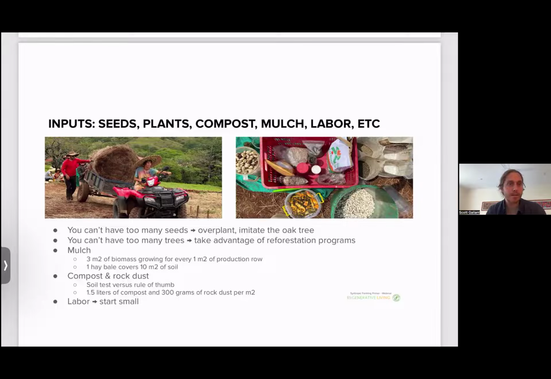And then labor, these are more labor-intensive systems. Our recommendation is always to start small, to do a few rows, experiment, see how it goes, and expand from there.